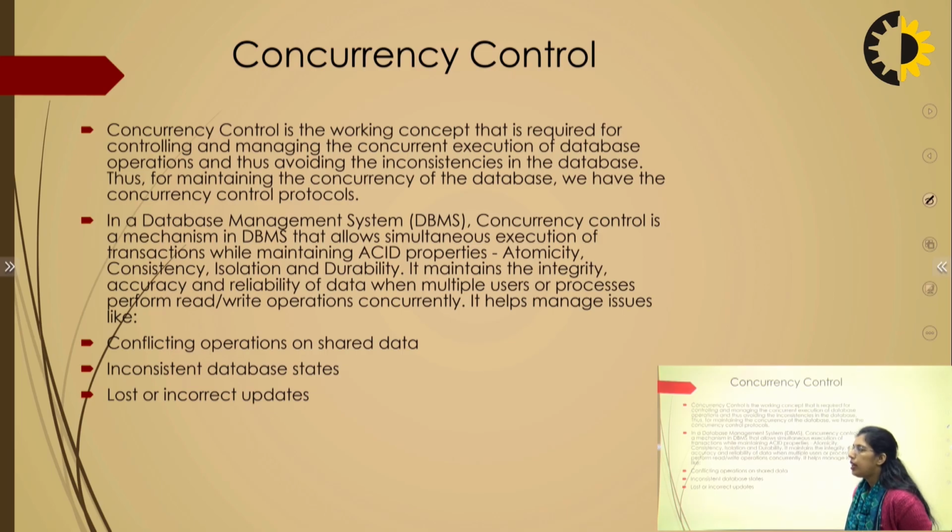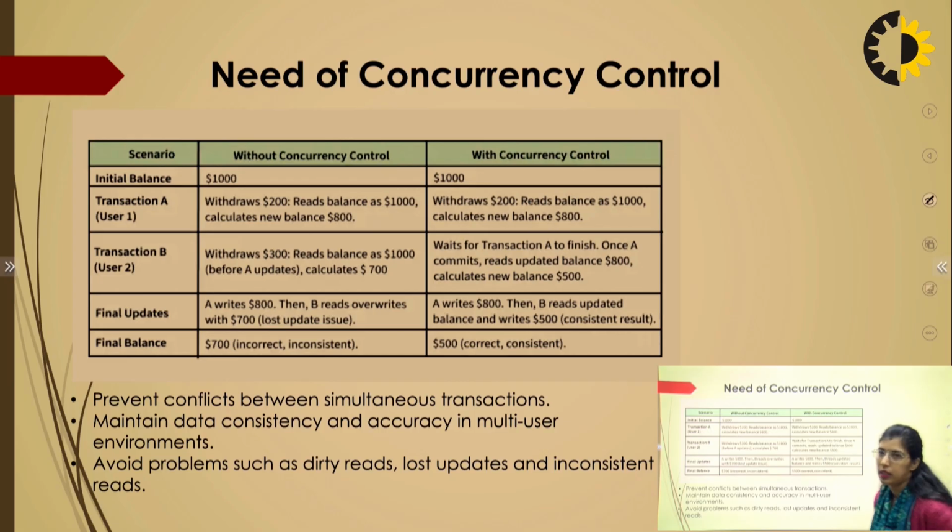Whenever any issue arises, it is a required condition that it must be on shared data variables or shared objects only. Secondly, it manages inconsistent database states and lost or incorrect updates. So these are the issues that will be managed by concurrency control protocols. Why do we need concurrency? This is the question that we all have in mind before moving on to the next topic.